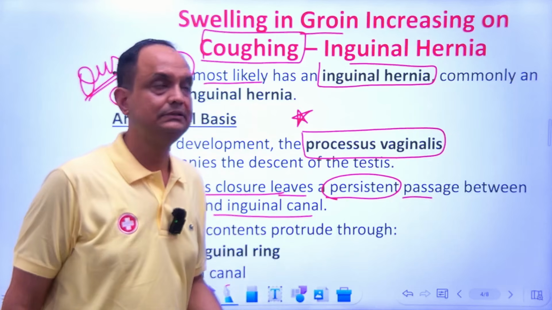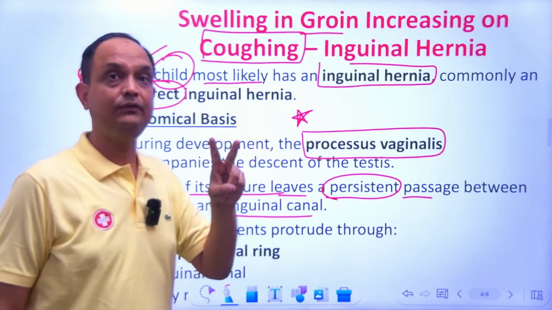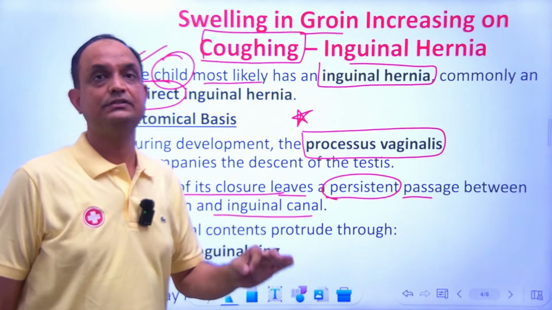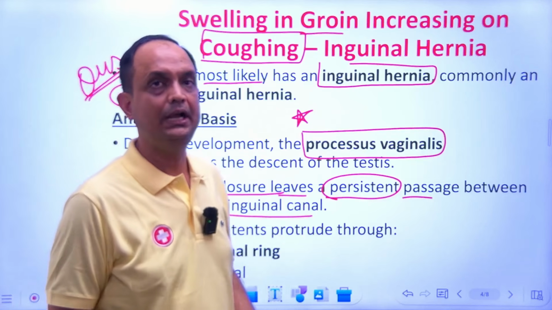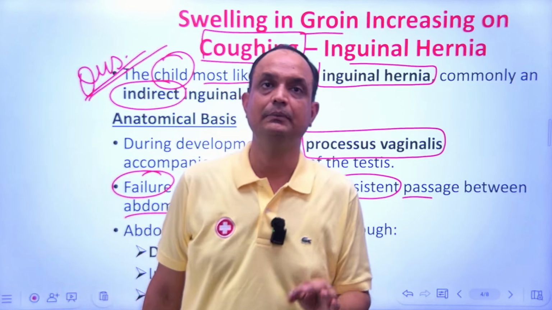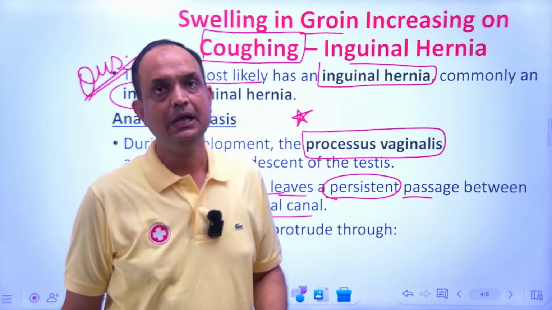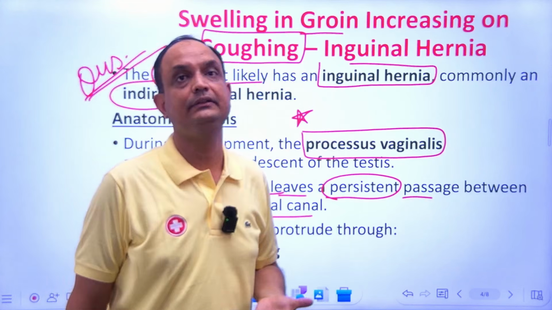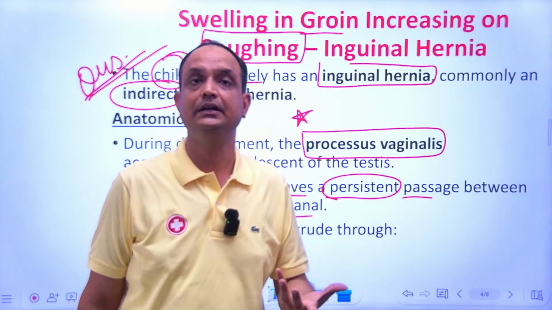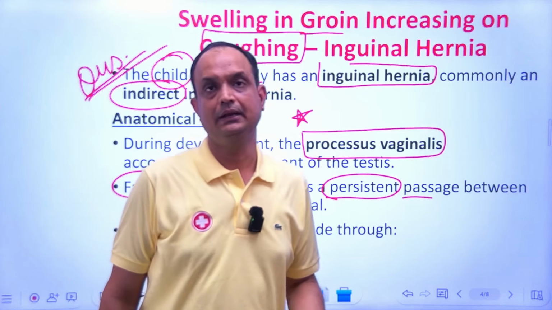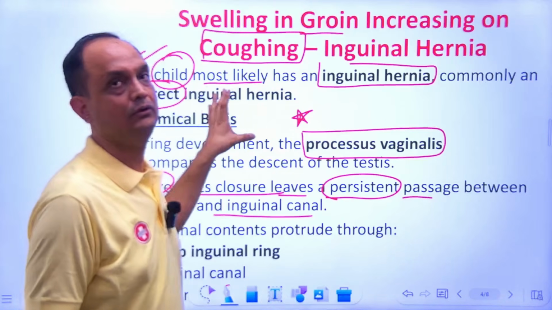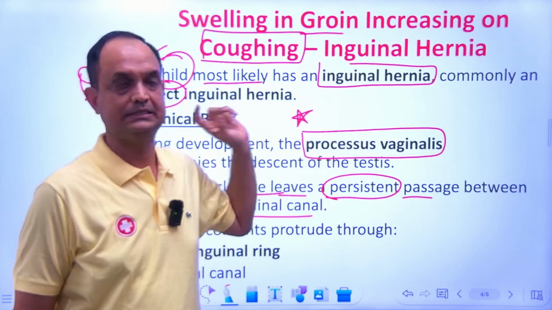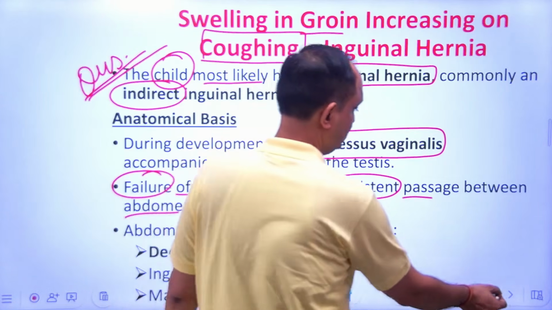So dear students, there are two key features in this question. First is the age group, because it is a child, so definitely you have to think about indirect inguinal hernia. And second, the swelling increases with coughing, so it is suggesting that it is a reducible hernia. So you have to write down about the processus vaginalis. Now we'll move to the next question.